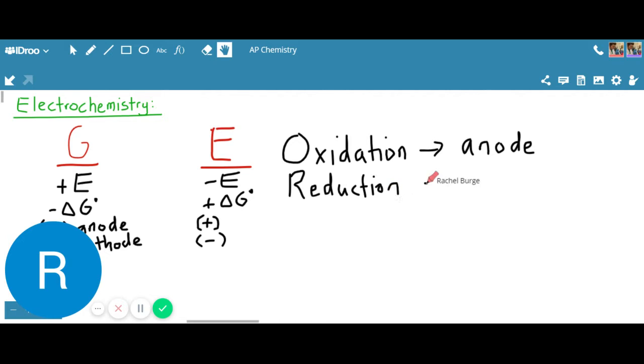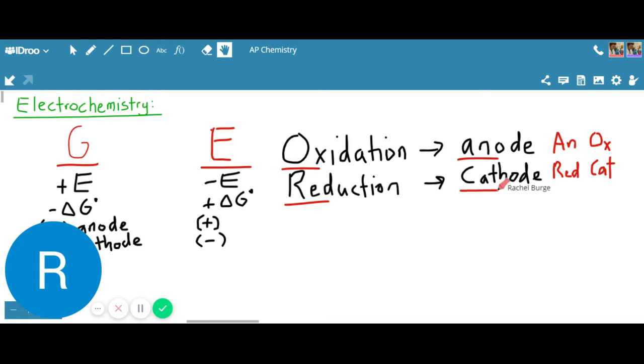So an easy way of remembering this, and you might have come across this before, is I'll just highlight in red over here. Actually, that's the wrong way around. So you can remember it: an ox and then red cat. So again, you see here we have AN for anode and OX for oxidation, and then we have red cat over here. So regardless of which type of cells these are, we're always going to have oxidation occurring at the anode and reduction at the cathode.